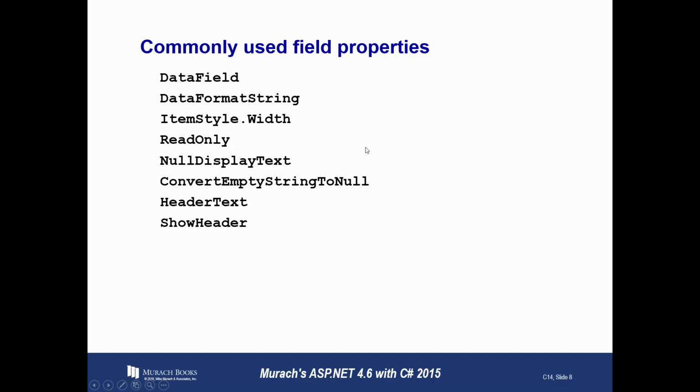The associated field properties, as they're shown on page 489, the ones that you're probably going to want to work with most of the time include data field, and as mentioned on page 489, for a bound field, that's the name of a column in the underlying data source that the field should be bound to. Data format string, so again, if you put in there inside of curly braces something like 0:C, a decimal value would then be shown as currency, as an example. Item style dot width is the width of the field.